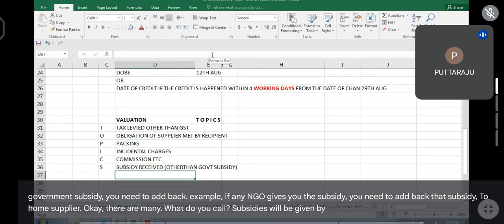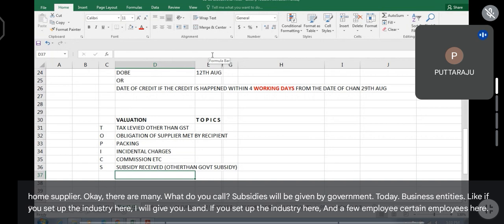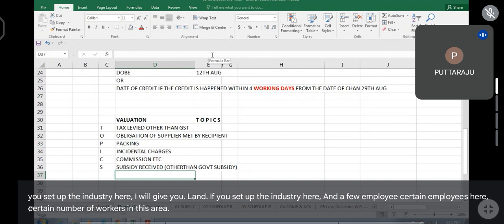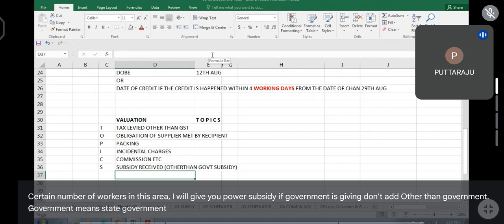Okay, there are many subsidies given by government to business entities. Like, if you set up the industry here, I will give you land. If you set up the industry here, and if you employ a certain number of workers in this area, I will give you power subsidy. If government is giving, don't add. Other than government means state government, central government, local authority, everything comes under that government.